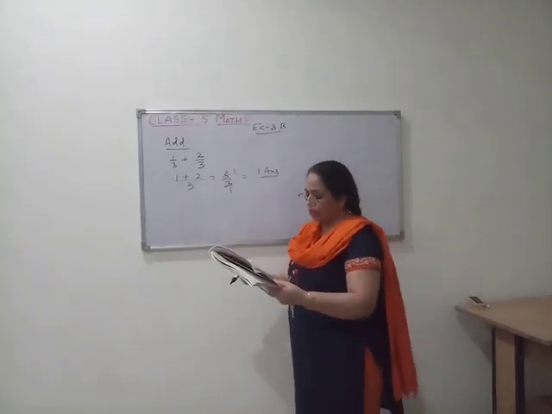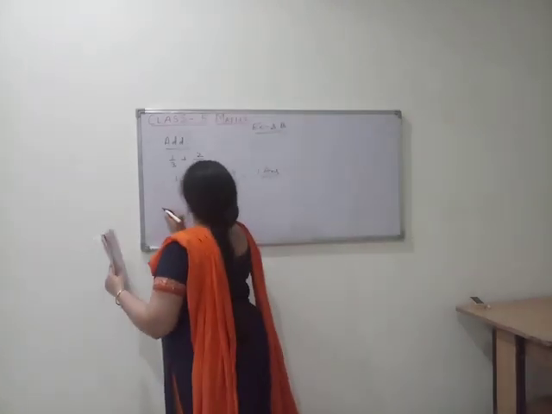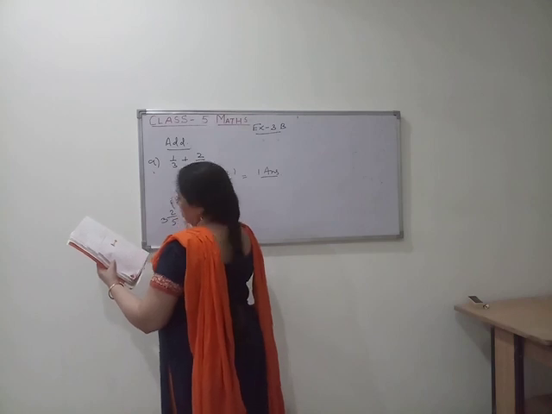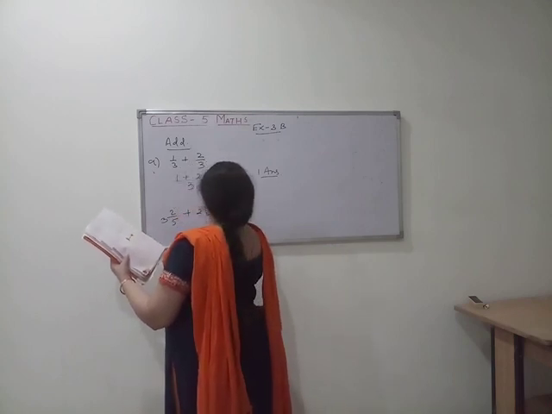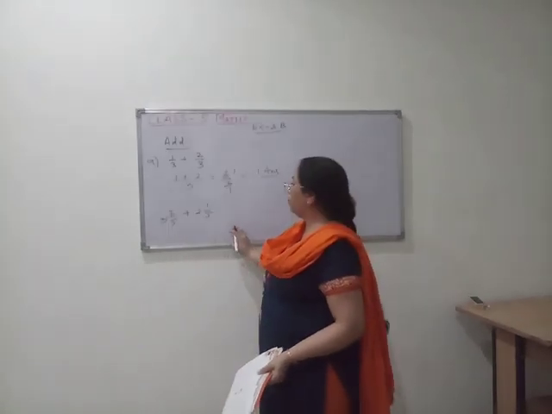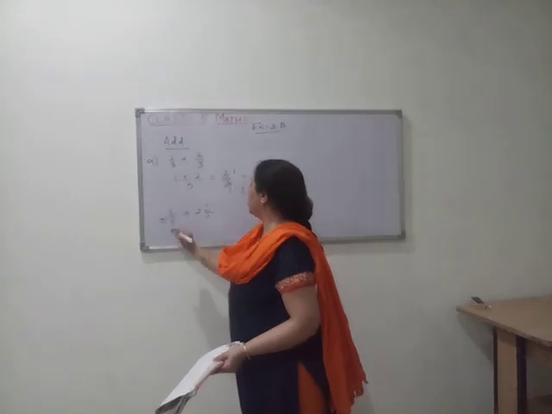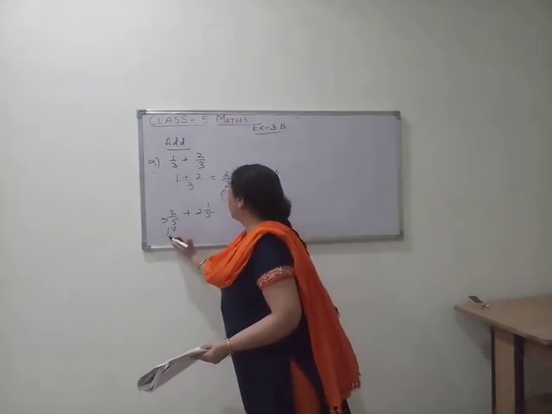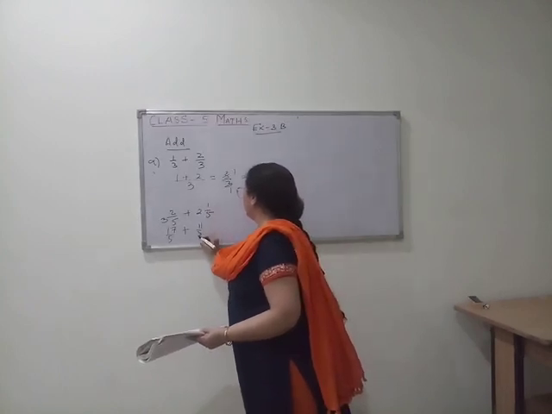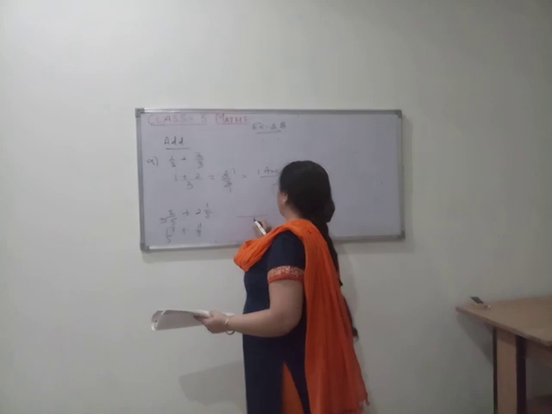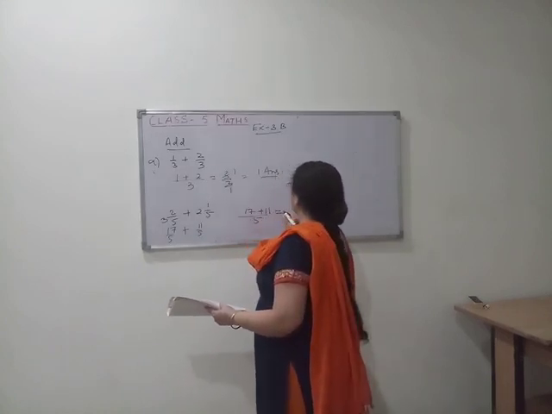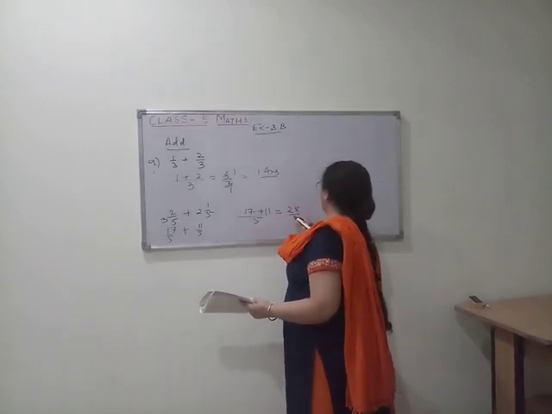Whereas in the second case, we have 3 whole 2 upon 5 plus 2 whole 1 upon 5. Now we have mixed fractions. First we will make them into improper fractions. 5 threes are 15, 15 plus 2, 17 upon 5, plus 5 twos are 10, 11 upon 5. Now here the LCM will be 5, and 17 plus 11, and we will get 28 upon 5.